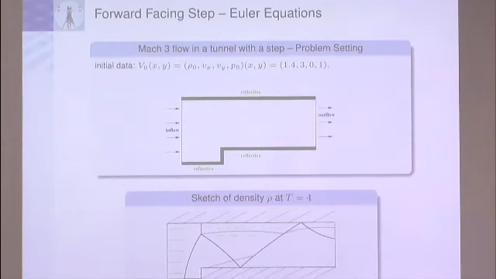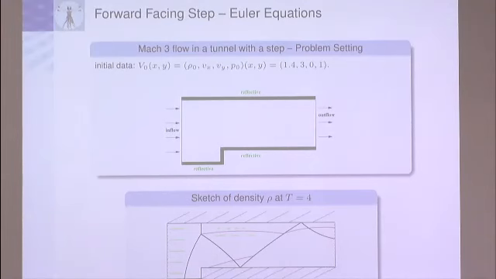Okay, how does this work? Here, we did a lot of test cases, EOC studies and so on. Here's just one test case that's at least a standard test case for the Euler equations, the so-called forward-facing step, where you have a constant initial state, inflow on the left, reflective boundaries here in green, and outflow on the right. And the density pattern at time equals 4 should look something like this.